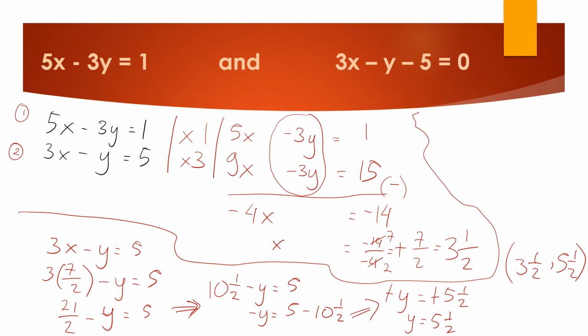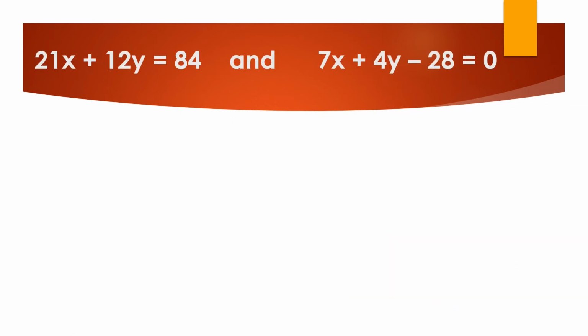Okay, you can see the way. It is just to eliminate one of them, x or y. Okay, let's continue to the other example. How about this? Let's see. Look, 21x plus 12y equals 84.